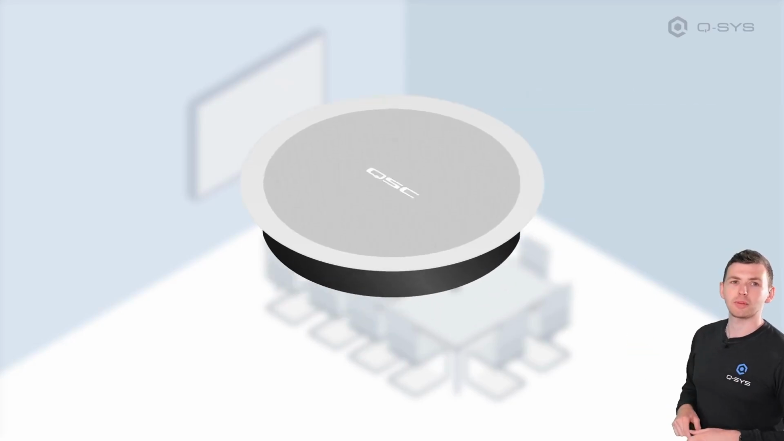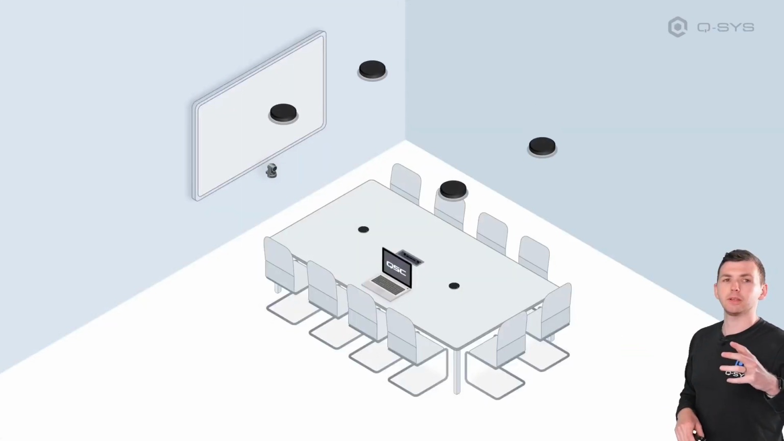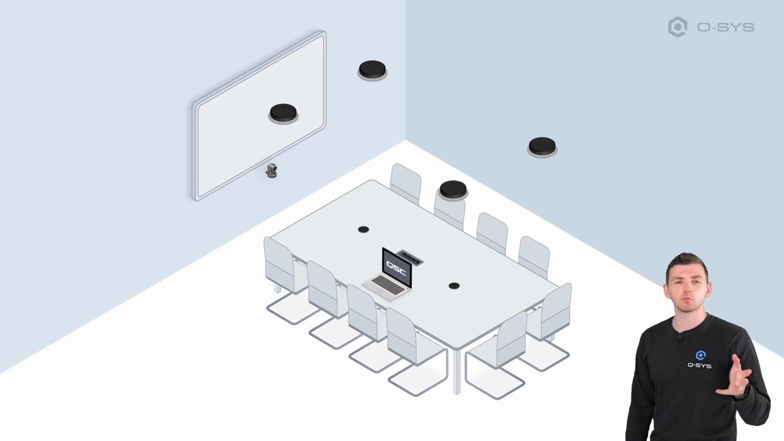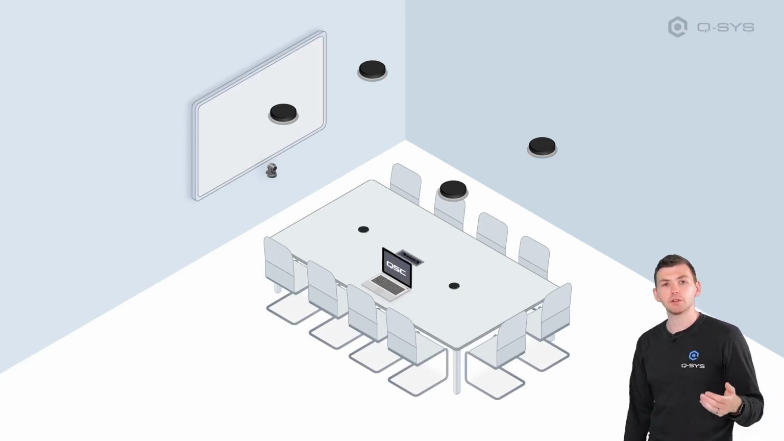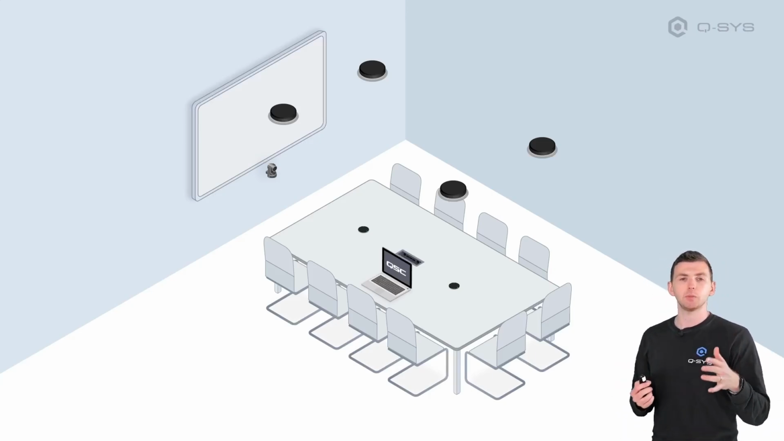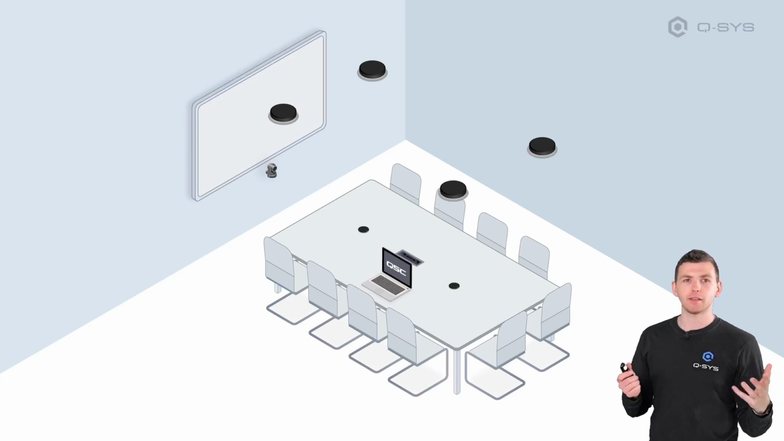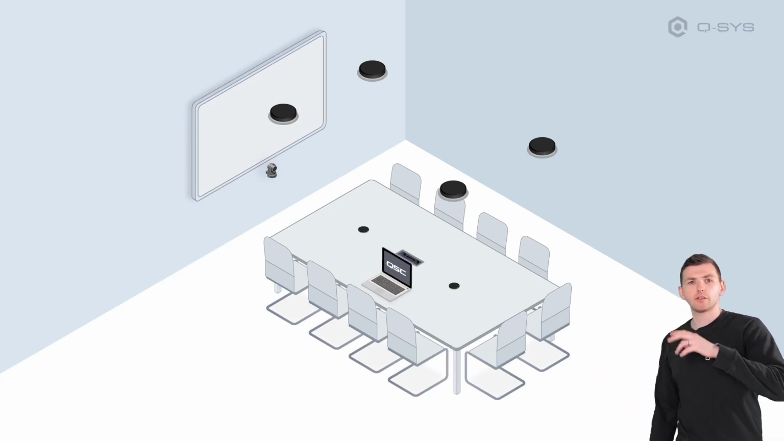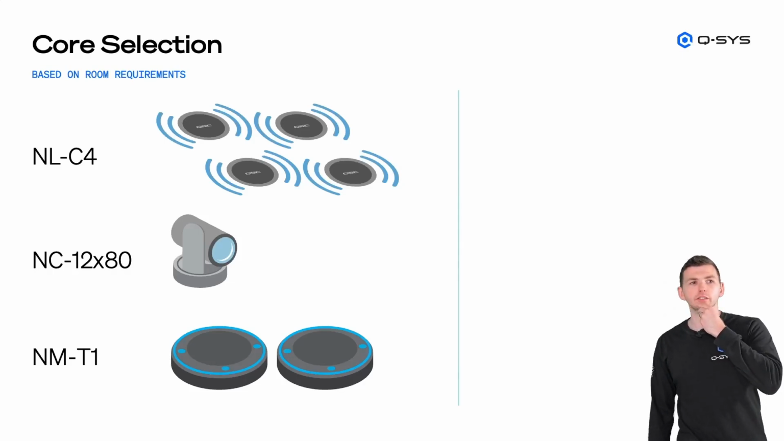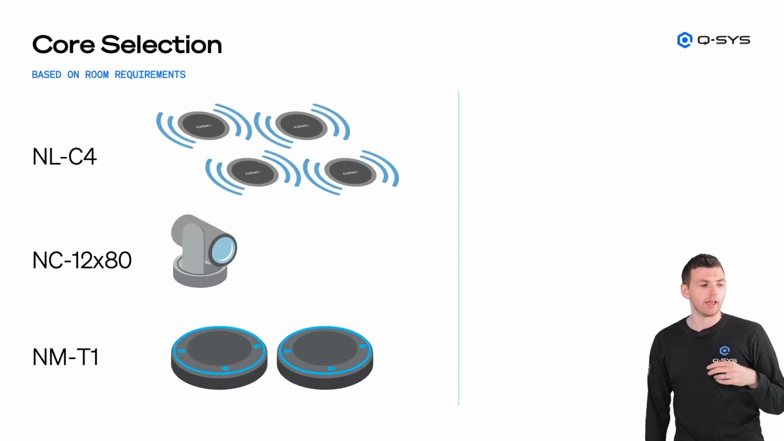And here we've got some loudspeakers, okay? So again, with the loudspeakers, you might say, I'm happy with just 1 loudspeaker. Just give me 1 NLC4 in the middle of the room, no problem, you could do that. Or if you want a better experience, you could have 2 or 4. And again, we don't have to think about the amplifier, we don't have to think about that, we're just connecting stuff into the network. So to summarize so far, we've got 4 NLC4s, 1 camera, and 2 NMT1s.